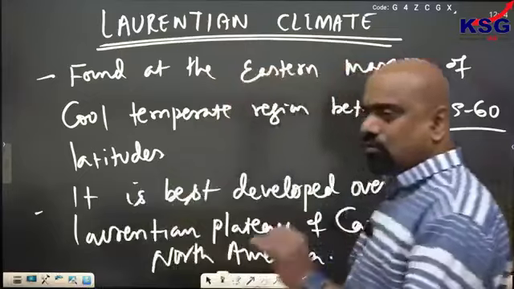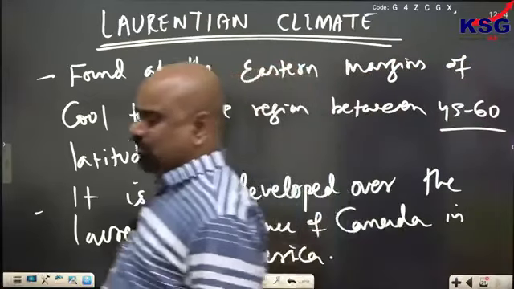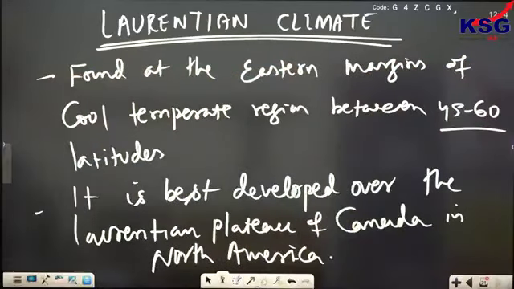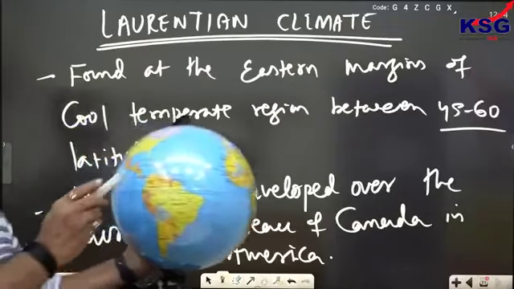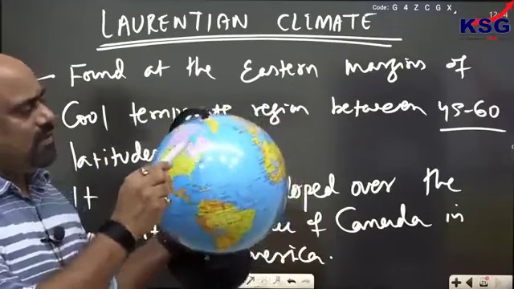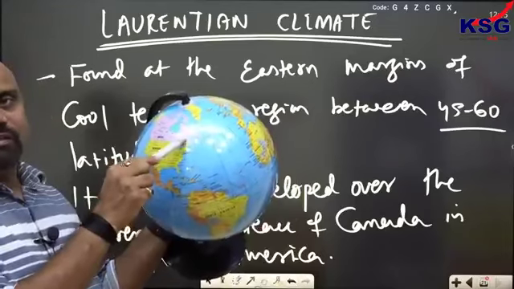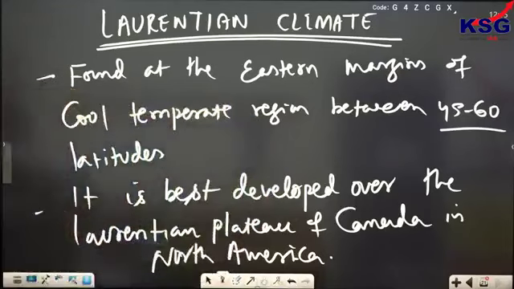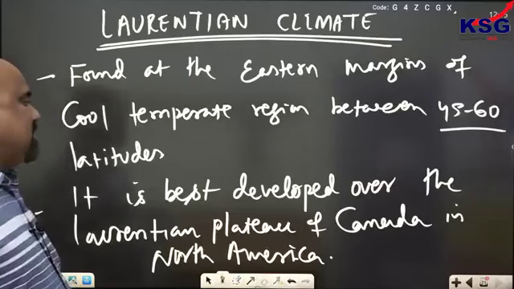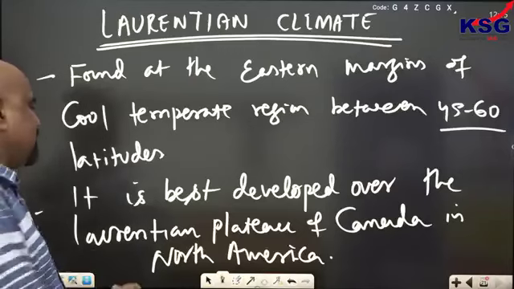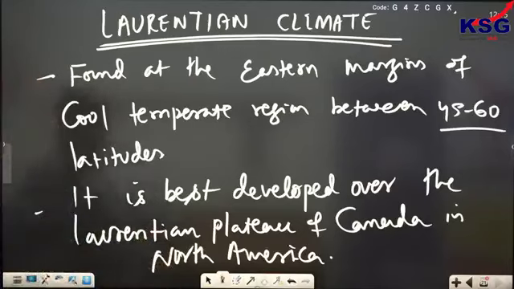In the northeastern part of North America, we have the Laurentian plateau. This region is where it is best developed. This is North America, and this part of North America has the Laurentian climate. This Laurentian climate is best developed over the Laurentian plateau of Canada and North America.